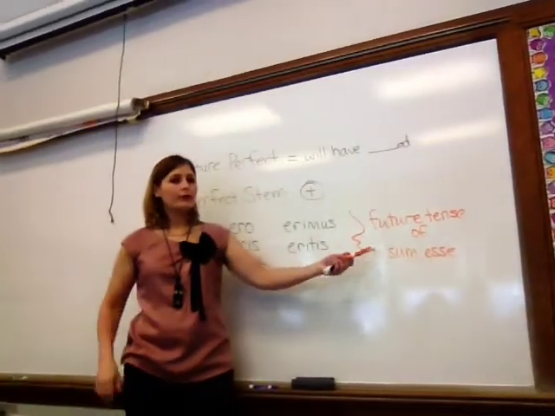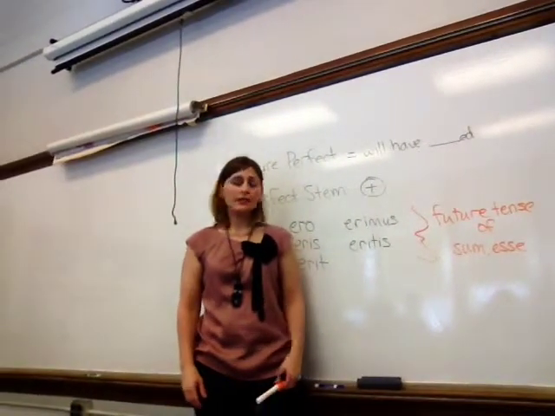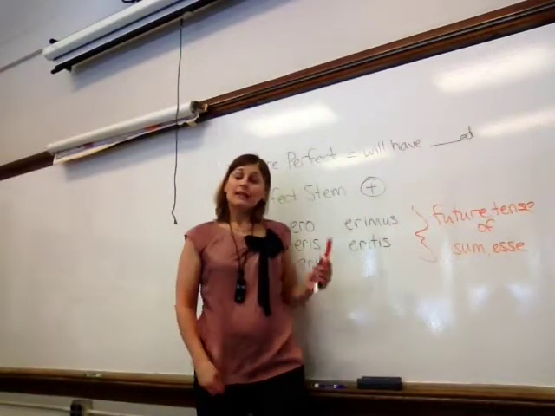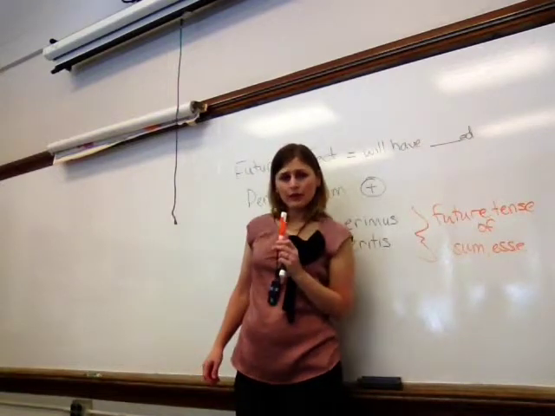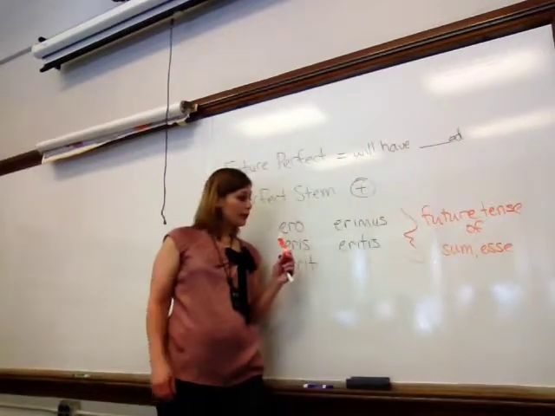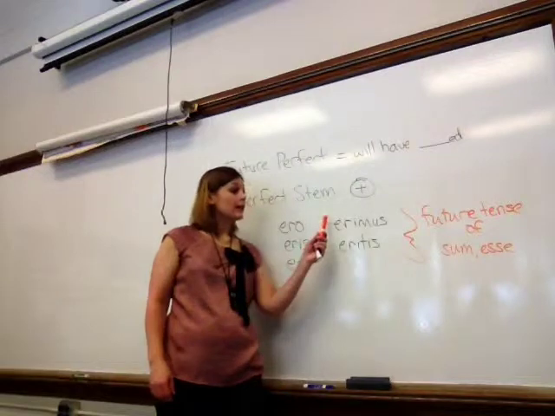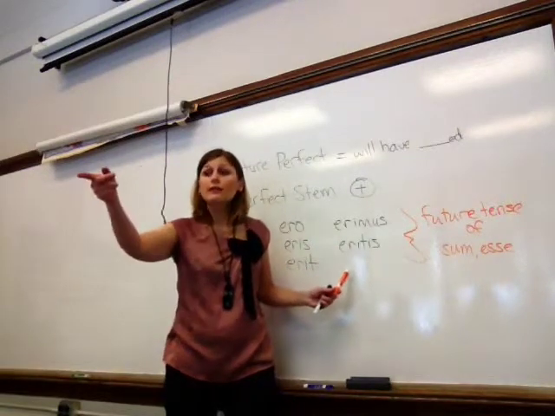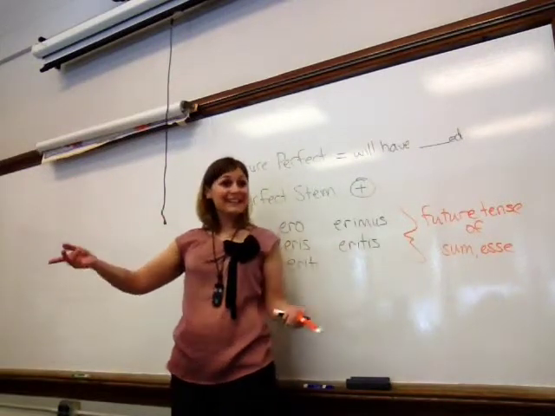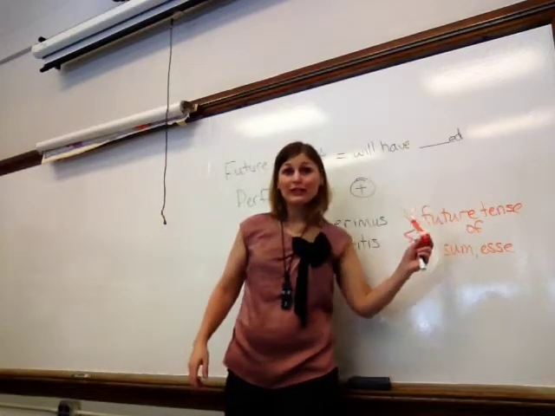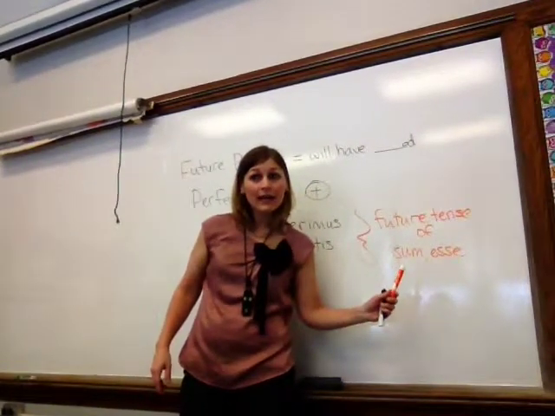So it's our irregular future tense from sum, esse. Ero, eris, erit. Now, conjugate with me aloud. Ero, eris, erit, erimus, eritis, erunt. Exactly. That's what the future tense looks like in sum.